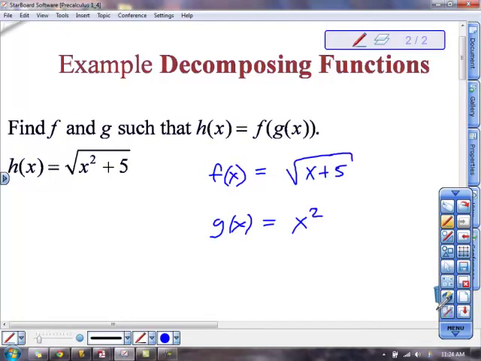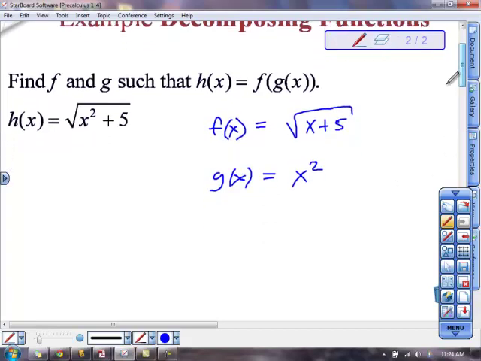Yep. The two functions should be square root of x plus 5 and x squared. There's different ways to do it, but this is the most obvious way. And you can check this to make sure that this decomposition works.